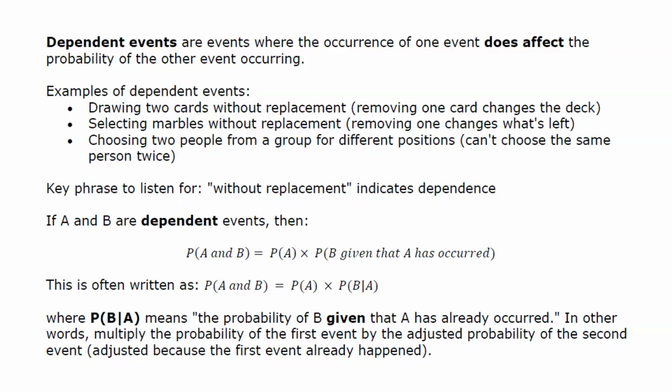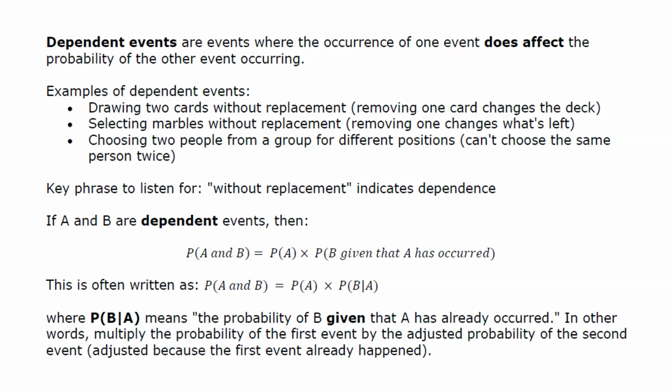Selecting marbles without replacement. So again, removing the marbles and not putting them back changes what's left. And then choosing two people from a group for different positions, because we can't choose the same person twice. Once they're chosen, we have to choose somebody else. So the key phrase to listen for is without replacement, because that usually indicates dependence.